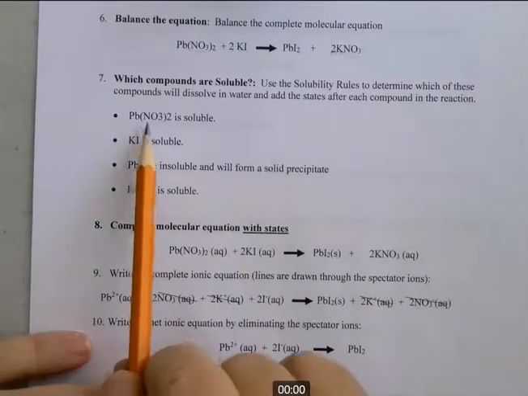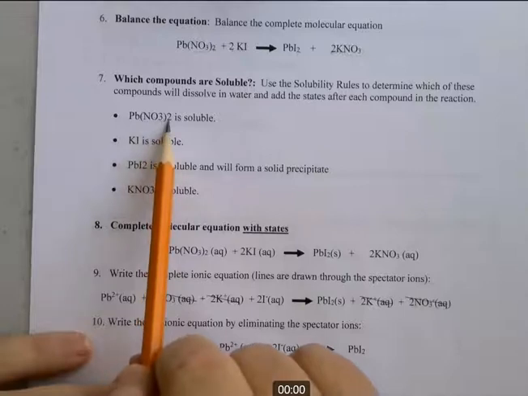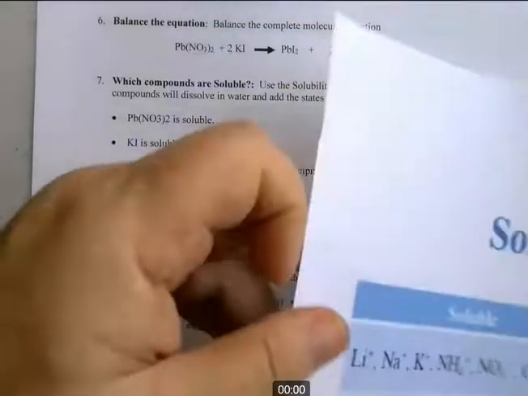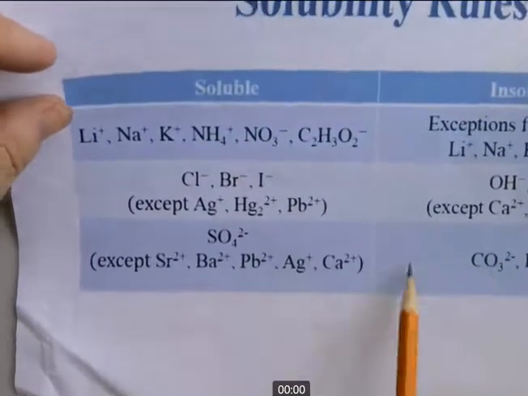So let's look at it. Pb(NO3)2, and that should be a small 2. So let's look at it. Come over to your solubility rules, and let's review what these are saying.